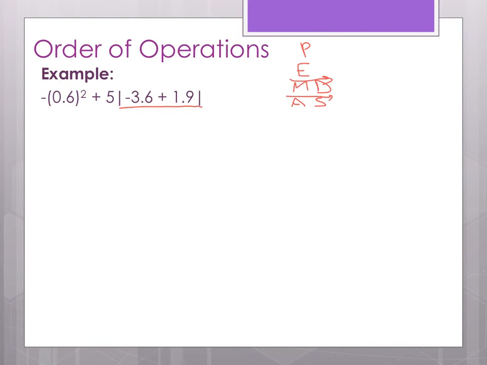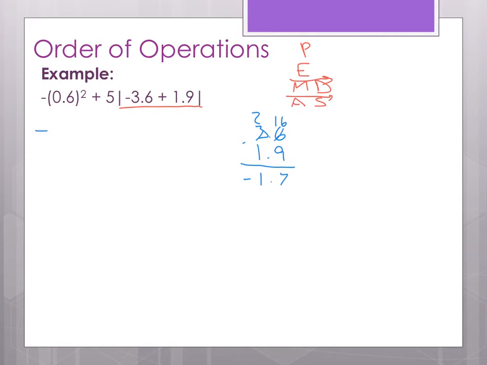So I have a negative 3.6 plus 1.9 as my first operation. These signs are different. I have a negative and a positive, so I must subtract those two. I have 3.6 minus 1.9. I'll do that subtraction. I must borrow, so I get 16 minus 9 is 7. I line those up at the decimal. I bring the decimal straight down, and then 2 minus 1 is 1. And I'm going to keep the sign of the larger number. So I get negative 1.7.